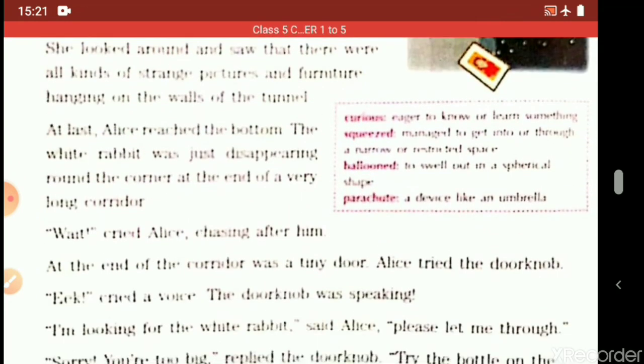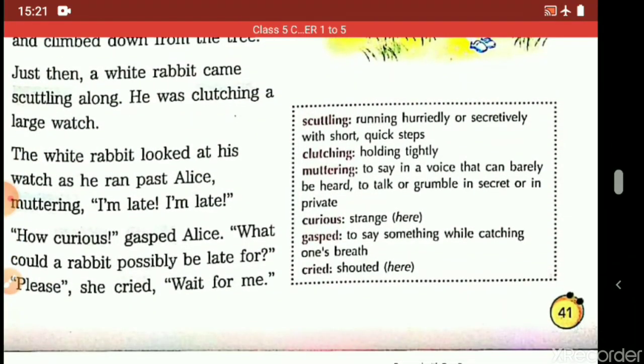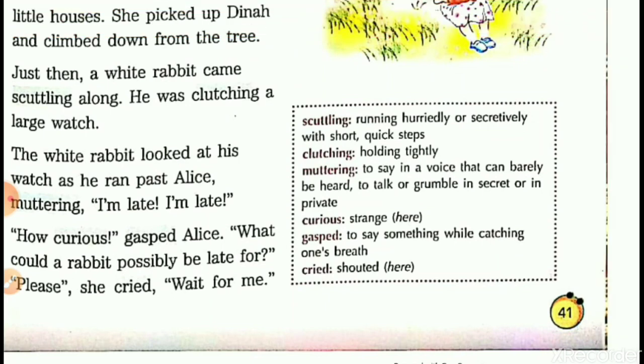Now, children, the first word is muttering. Muttering means to say in a voice that can barely be heard, to talk or grumble in secret or in private. The sentence on muttering is: She sat practicing her speech, muttering to herself.